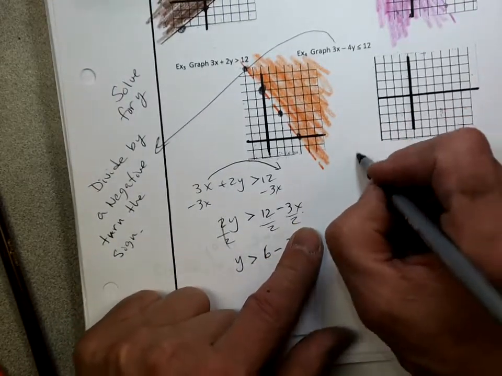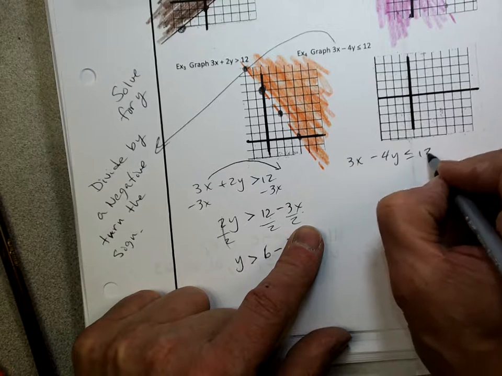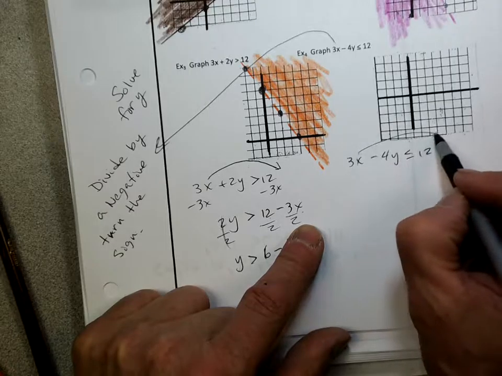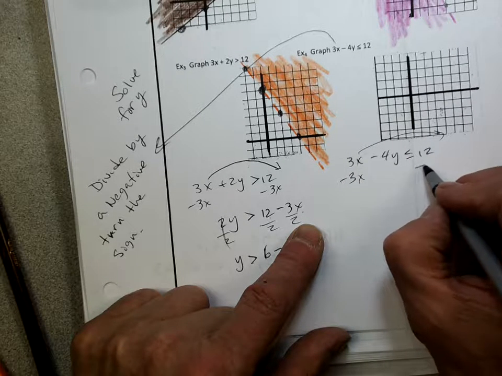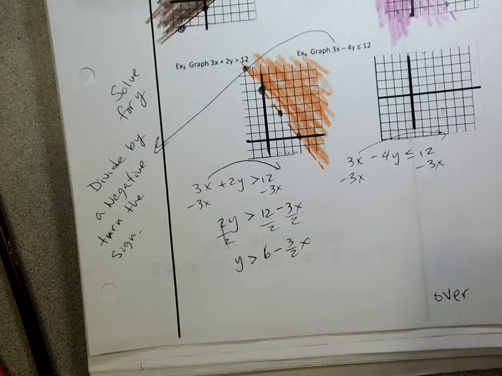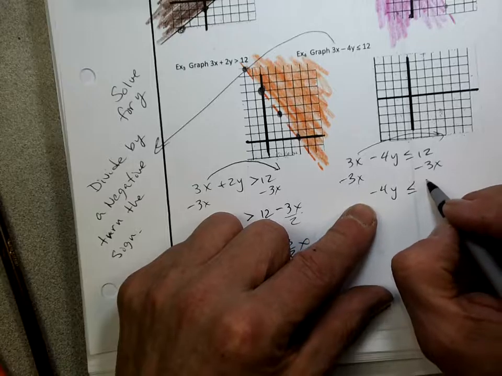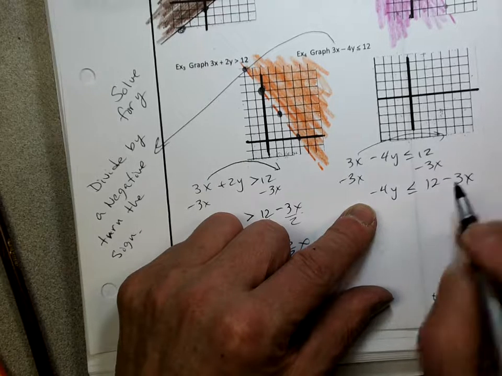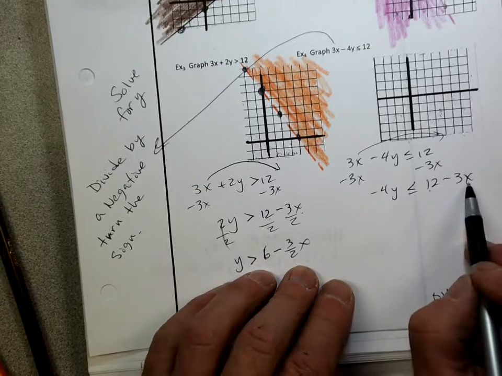Let's go down and let's have our 3x minus 4y less than or equal to 12. Let's bring the 3x over. So we're going to subtract 3x, subtract 3x. I'll have a negative 4y is less than or equal to 12 minus 3x. Again, don't subtract those. It's not 9x because that's not an x. That's a whole number minus the 3x.